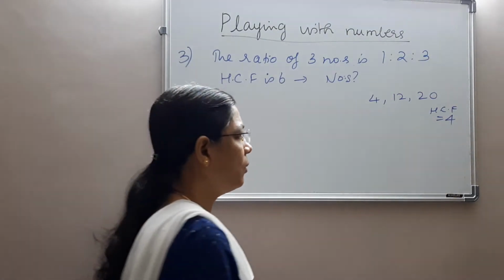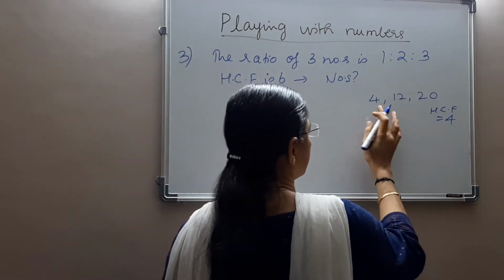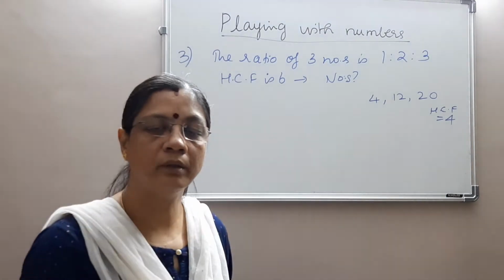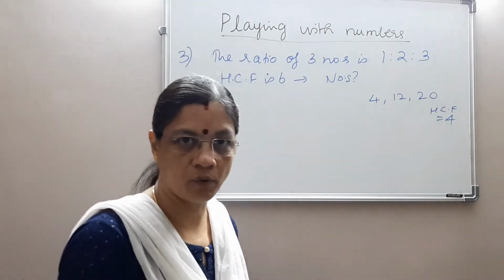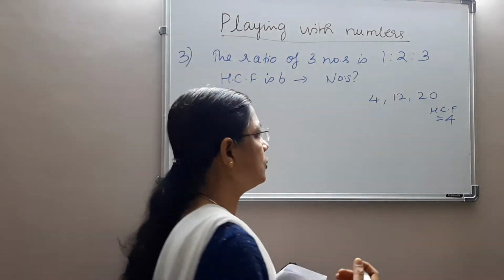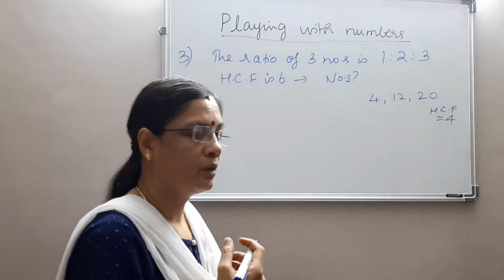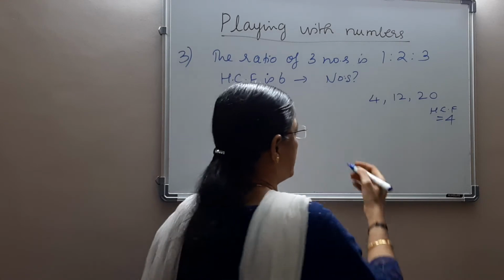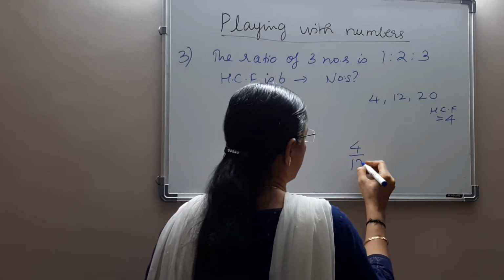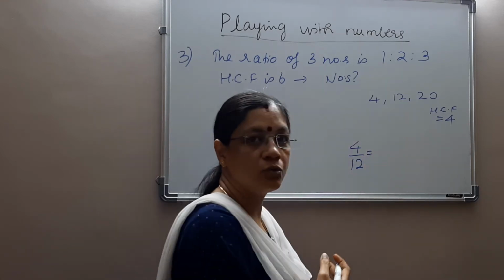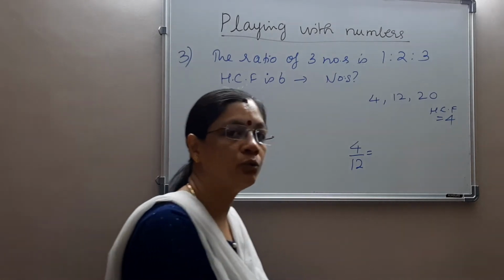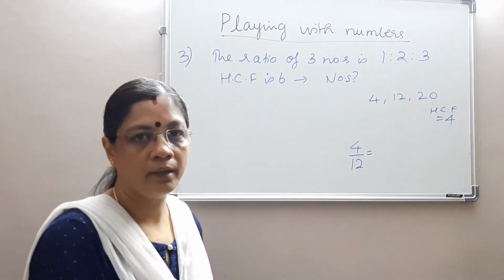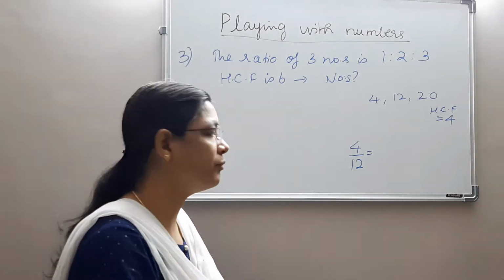Now, these 4, 12 and 20 are numbers. I need to bring them to their simpler forms. Why do we need to bring them to simpler forms? For that I need to say something about ratio. If I write 4 divided by 12, I bring this to simpler form. What I do to make this simpler is divide both the numerator and the denominator by its common factor.